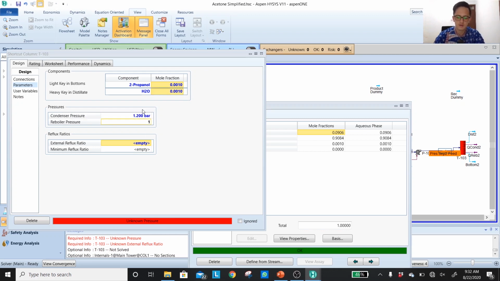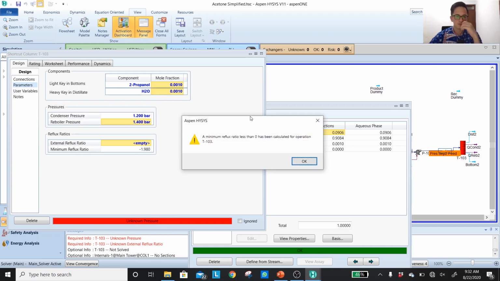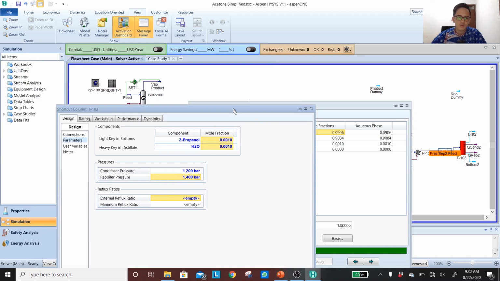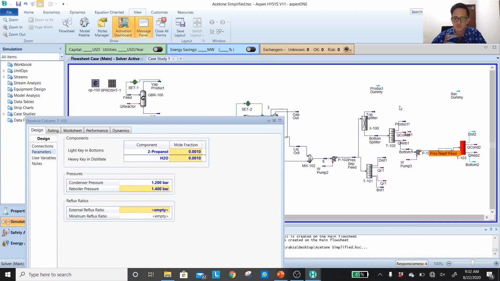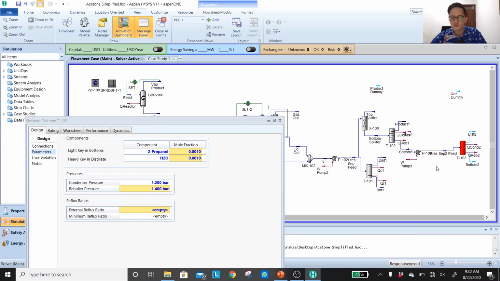Fill in the other composition. A minimum reflux ratio less than 0 has been calculated for operation T103. You check that the minimum reflux ratio is close to -2. So that's not possible. Again, we have to find the causes and then fix it. Okay, how? Use your judgment.